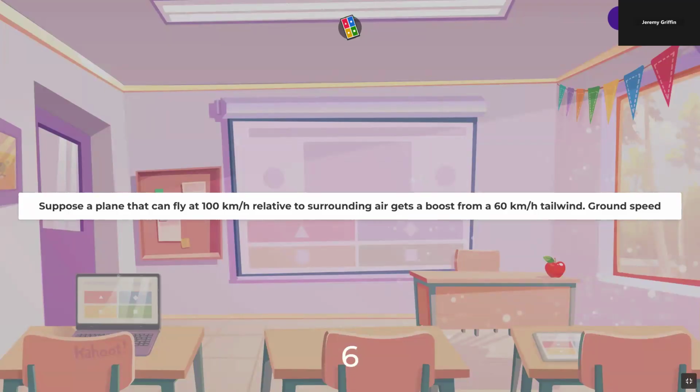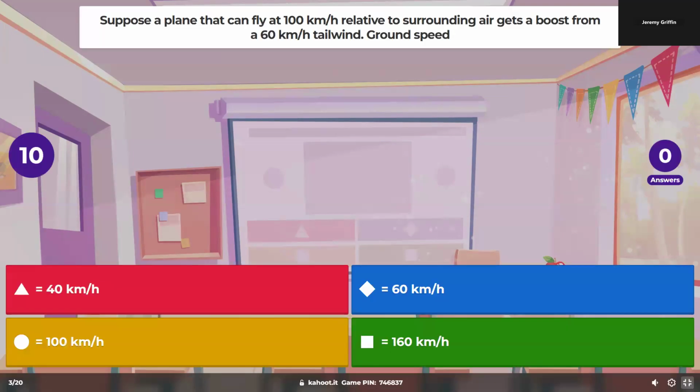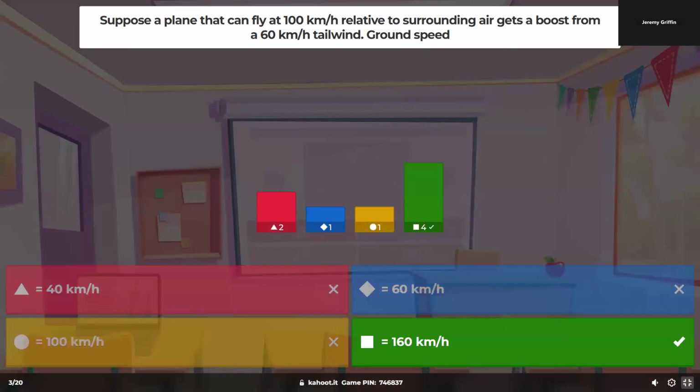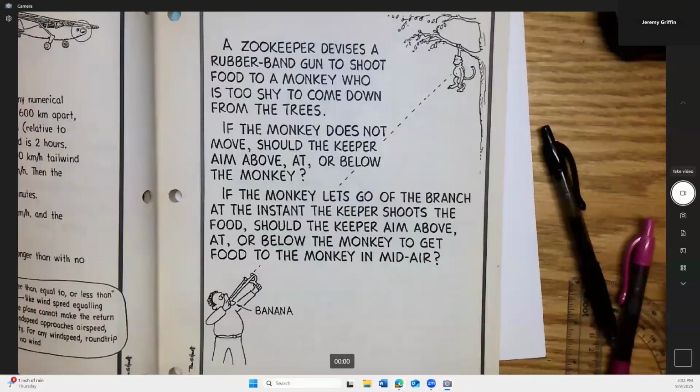Suppose a plane can fly 100 kilometers an hour relative to the surrounding air, and gets a boost from a 60 kilometer an hour tailwind. So what is the speed relative to the ground? Okay, yeah, I'm gonna draw this out. This is sort of like building up to projectiles, but we've got to talk about vectors a little bit. So some of you guys got that. Here, draw this out here. So let's do.